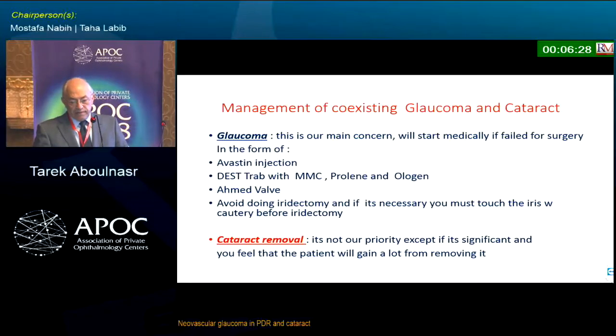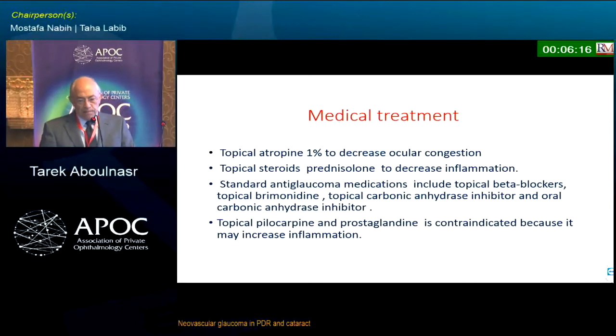It's not our priority to remove the cataract in this combined surgery, except if it's significant and you feel that the patient will gain a lot from removing the cataract. The medical treatment, of course, is in the form of the topical atropine, topical steroids, and the topical anti-glaucoma medication, but the topical pilocarpine and prostaglandin are contraindicated because they may increase the inflammation.